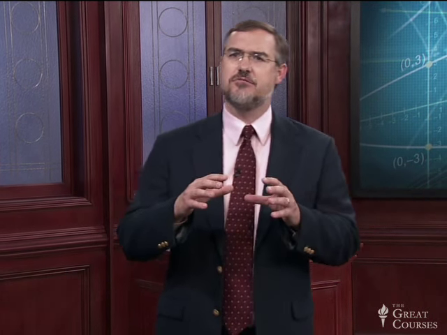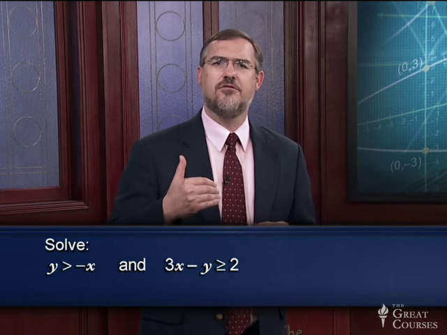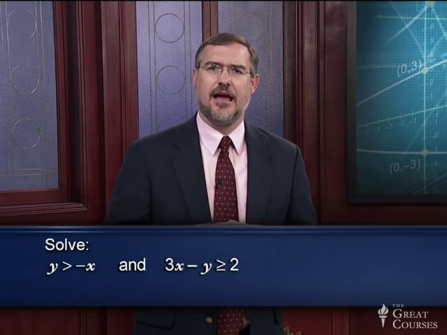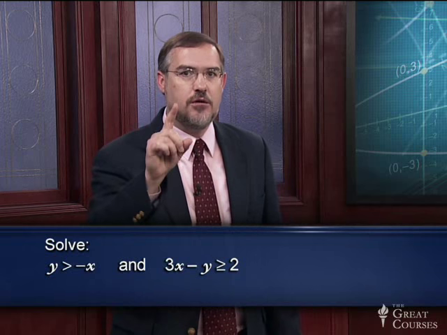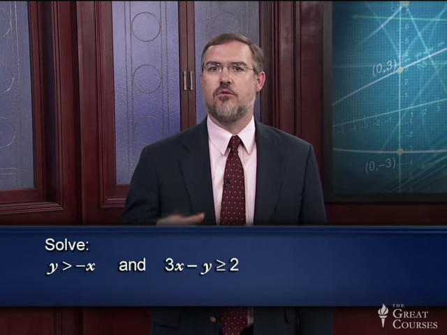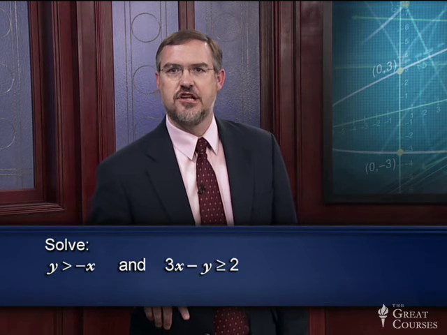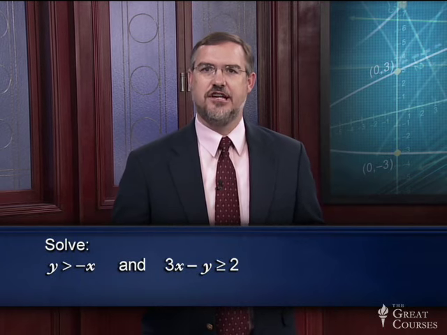Okay, let's look at another example now, just to continue practicing with these systems of linear inequalities and how to solve them. Here's the system: y is greater than negative x and 3x minus y is greater than or equal to 2. Let me start by suggesting that we write both of these inequalities in such a way that the equations for their boundary lines are easy to see.